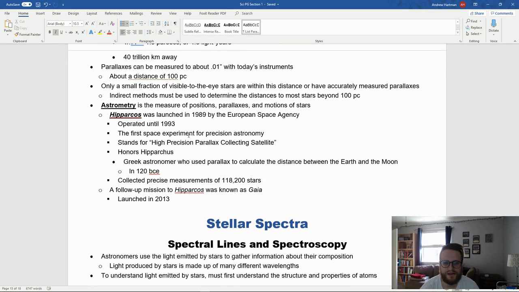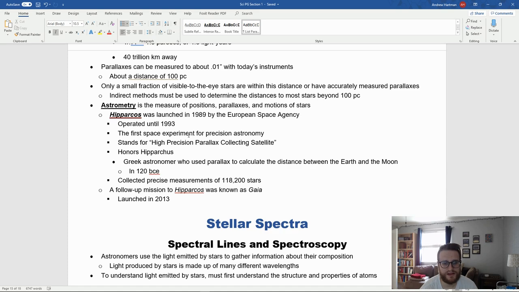And astrometry is the measure of positions, parallaxes, and motions of stars. And one of the leading astrometry tools is Hipparcos, or was Hipparcos, which was launched in 1989 by the European Space Agency, operating until 1993. And it was the first space experiment for precision astronomy, or astrometry, and it stands for High Precision Parallax Collecting Satellite. The other thing is that Hipparcos honors the Greek astronomer Hipparchus, who used parallax to calculate the distance between the Earth and the Moon all the way back in 120 BCE.